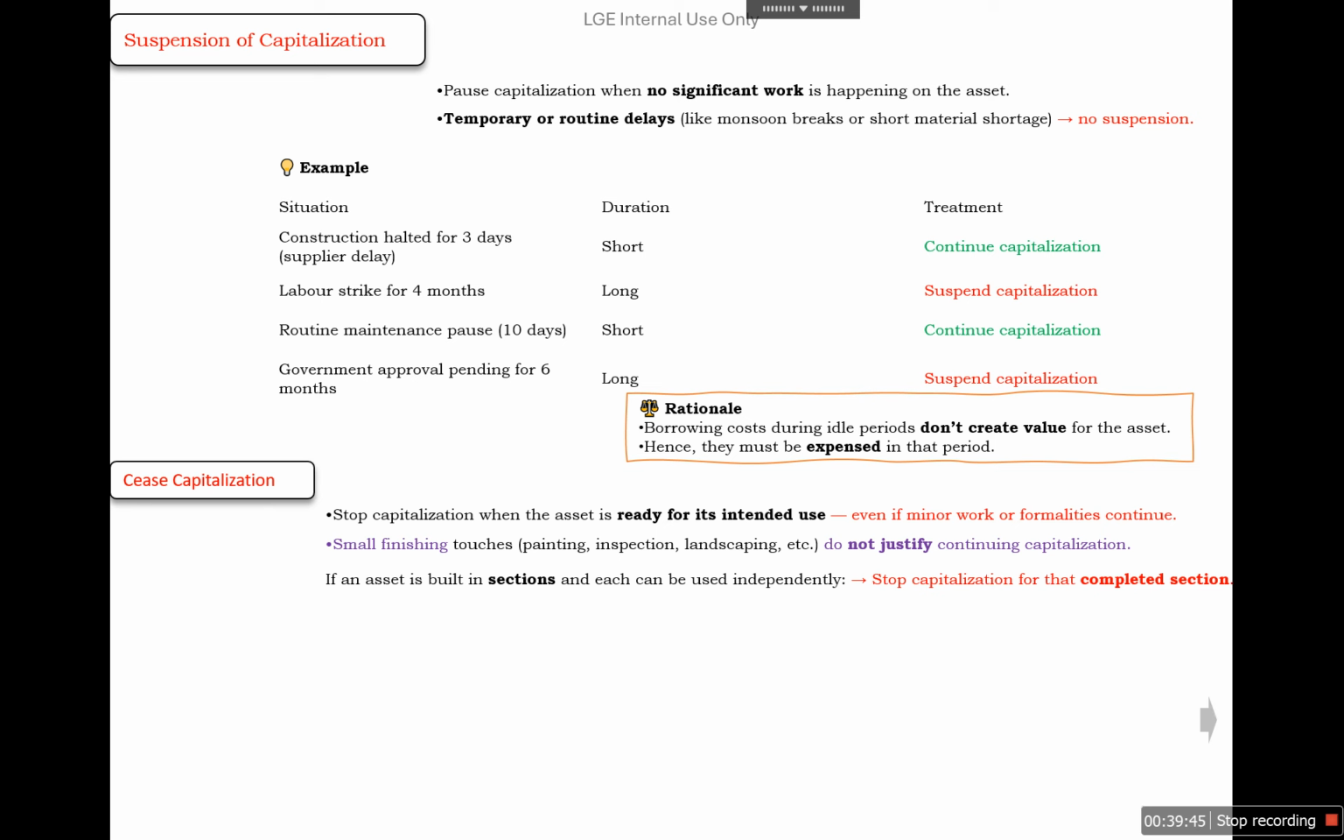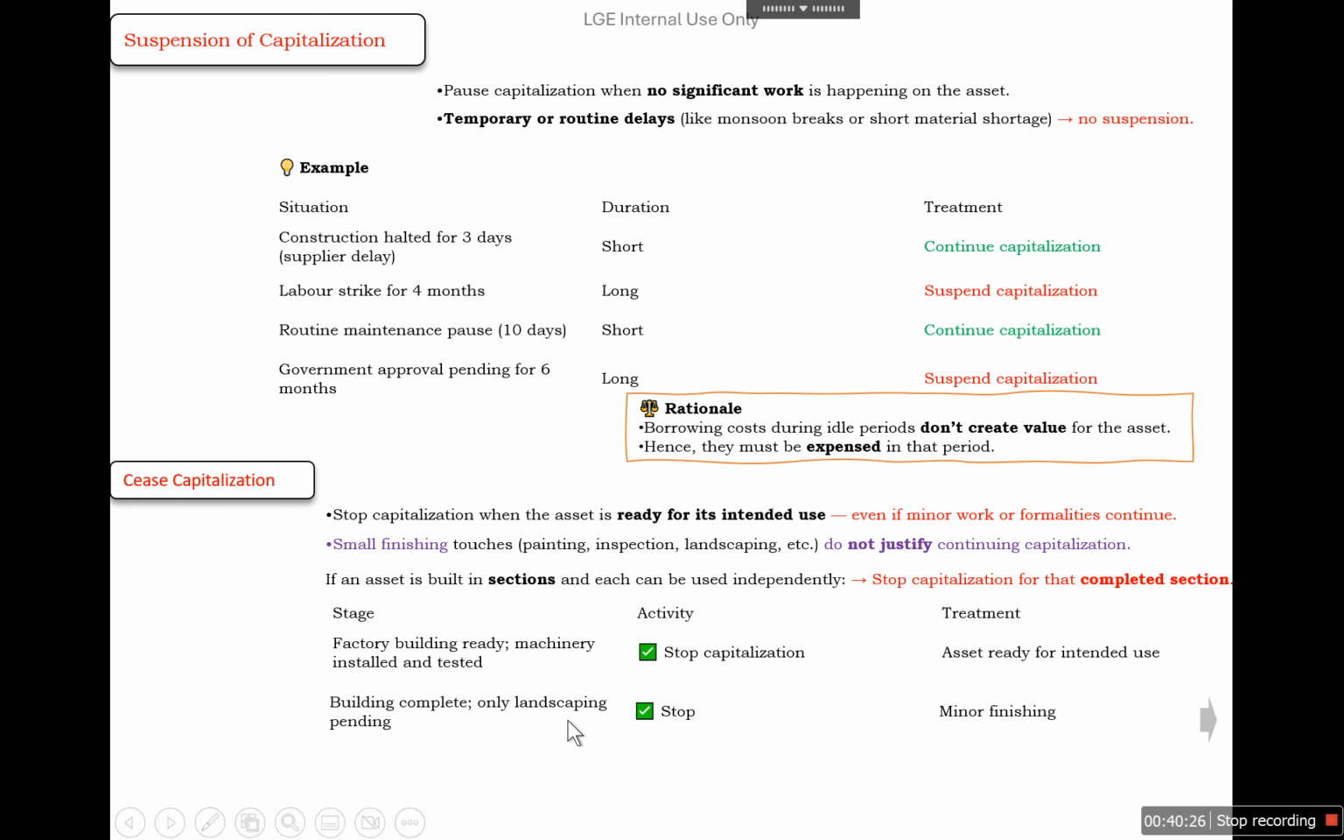For example, a loan is taken for construction of 5 buildings and one building is ready for intended use. In that case, capitalization of the borrowing cost for the construction of that one building should be stopped, and for the remaining 4 buildings, borrowing cost will continue to be capitalized. For example, when a factory building is ready and machines are installed and tested, we should stop the capitalization because the assets are ready for intended use.